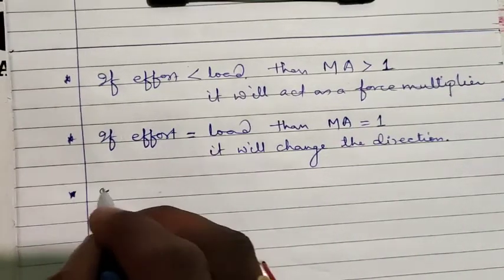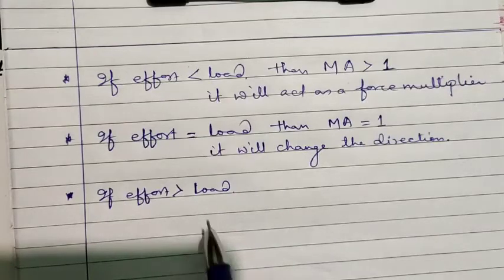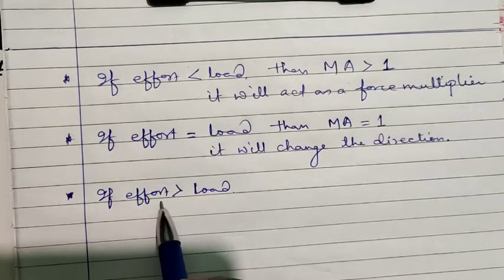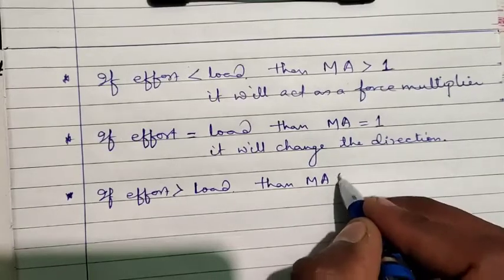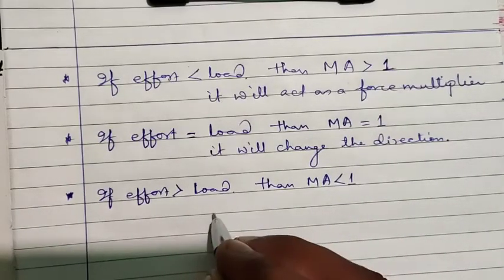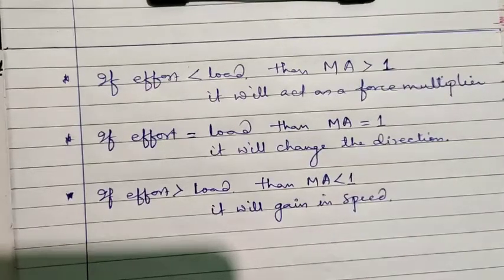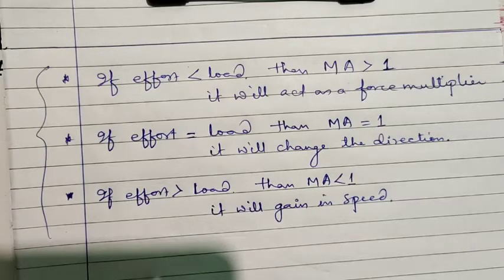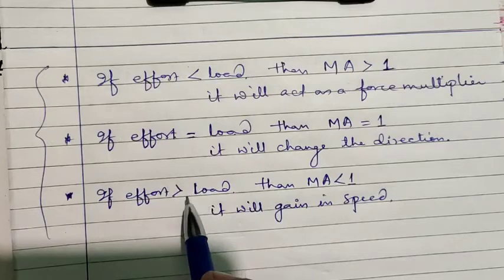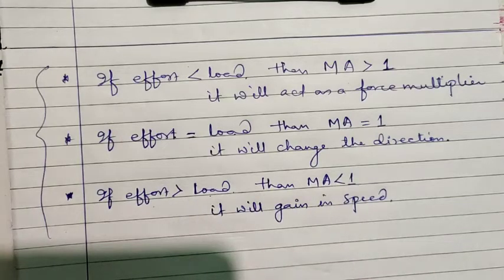The third one is if effort is greater than load. It means the work is less and we are applying a greater amount of force, then mechanical advantage is less than 1, and it will gain in speed, like in a scissor we have seen. These are the three conditions of mechanical advantage with load and effort. Fulcrum we haven't used because fulcrum is the point where both load and effort are tied, you can say that.